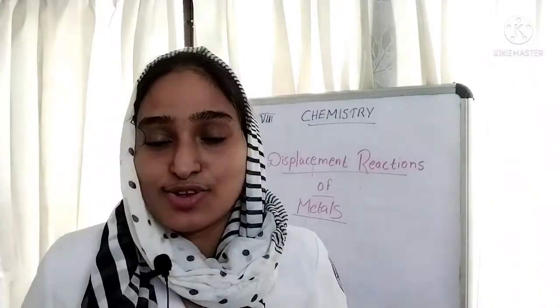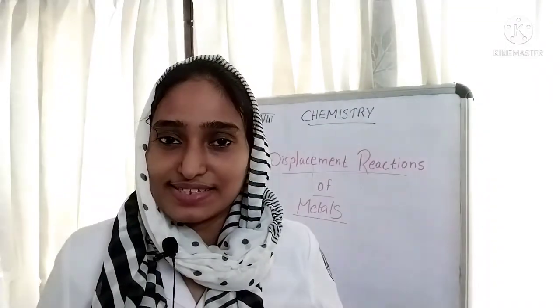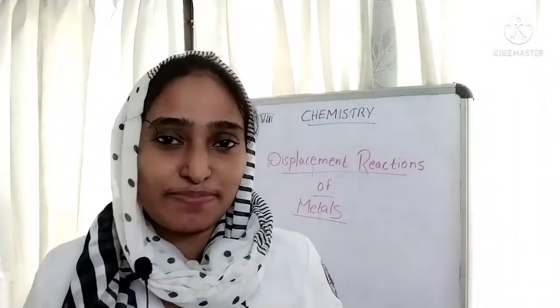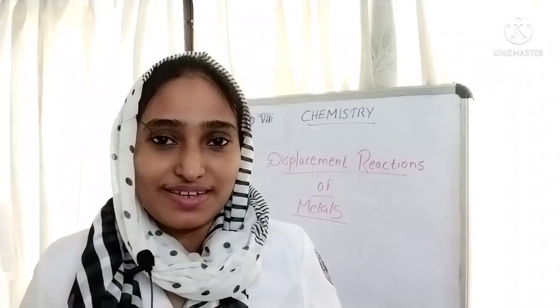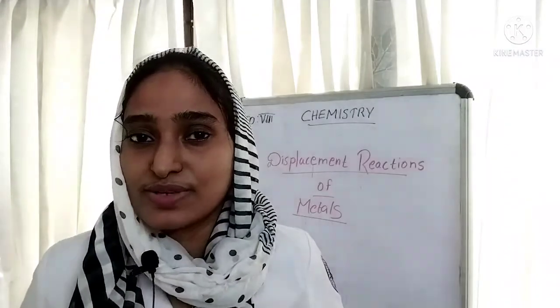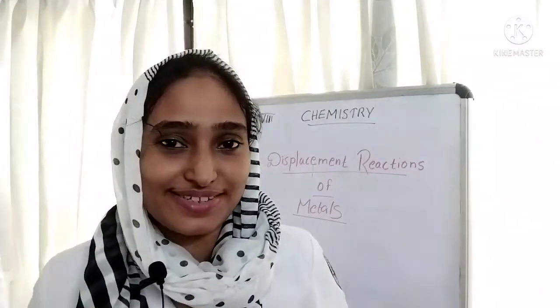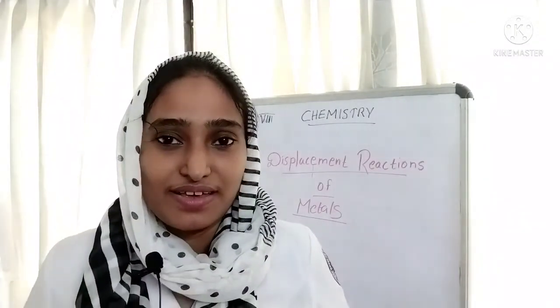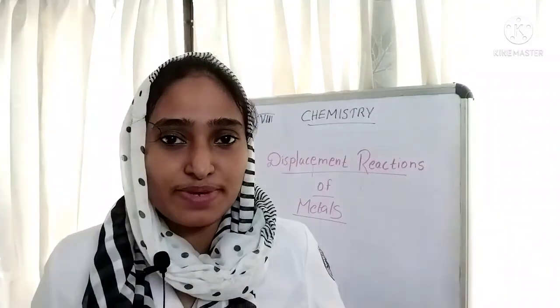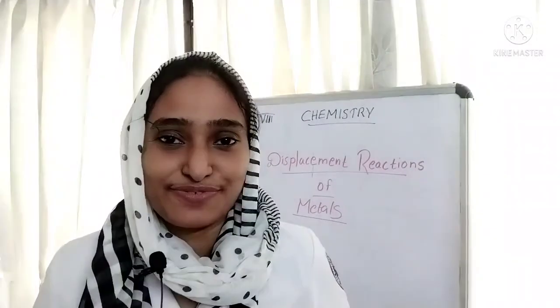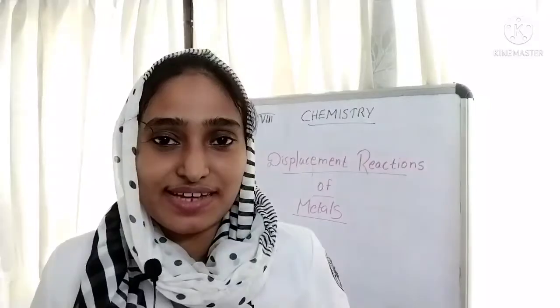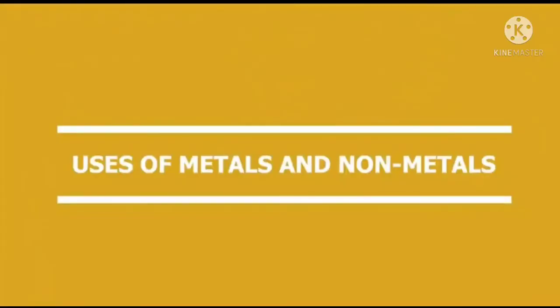Moving on to the last topic of this chapter, that is uses of metals and nonmetals. Children, you already know about the uses of metals and nonmetals on the basis of physical properties. We use many metals and nonmetals in our everyday life. Some of the examples are uses of metals and nonmetals.